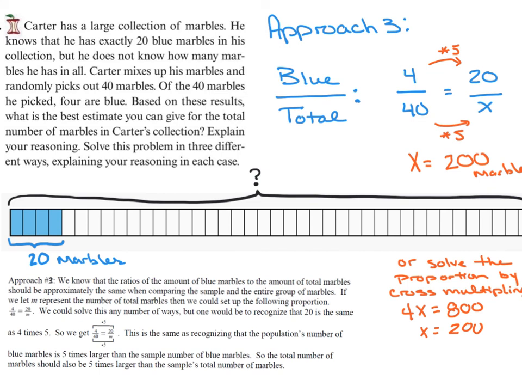Approach number 3 would be to set up a proportion. We know that 4 out of 40 are blue in the sample, and we know that in the total there are 20 that are blue, but we don't know what the total is, so we're trying to find the total. I can either use equivalent fractions to find out that there's 200 marbles, or I could solve the proportion by cross multiplying.